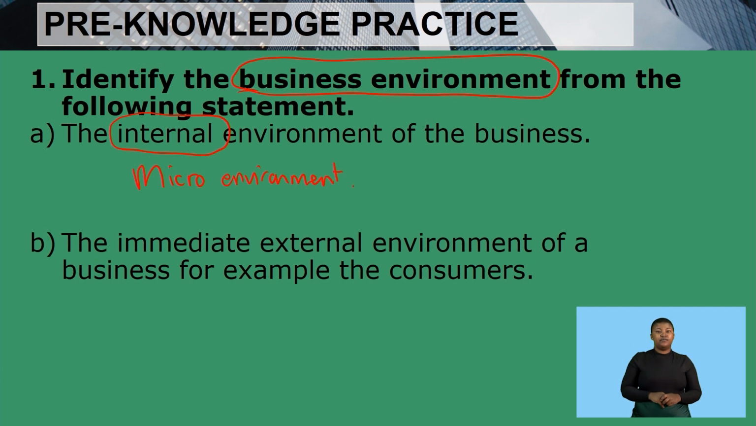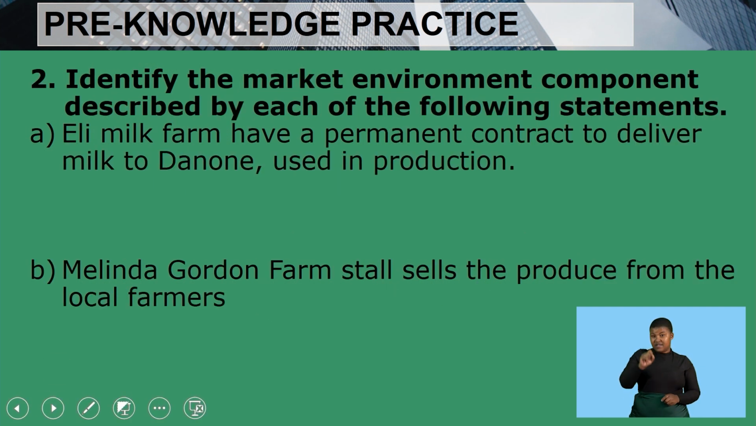The second one, or B, asks the immediate external environment of a business. And then it continues by giving us an example, for example, the consumer. So there are two clues to your answer. Of course, this is then our market environment. All right, so the market environment being the immediate external environment and one of the components being the consumers. All right, so that's our first practice question.